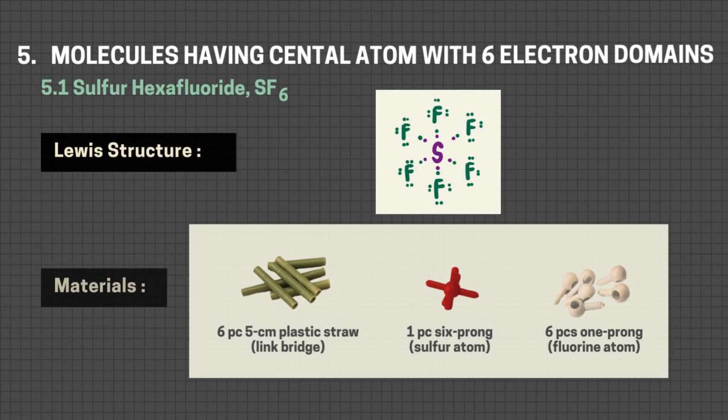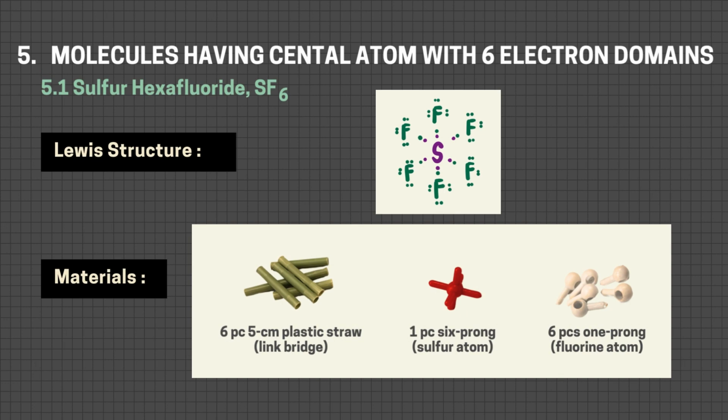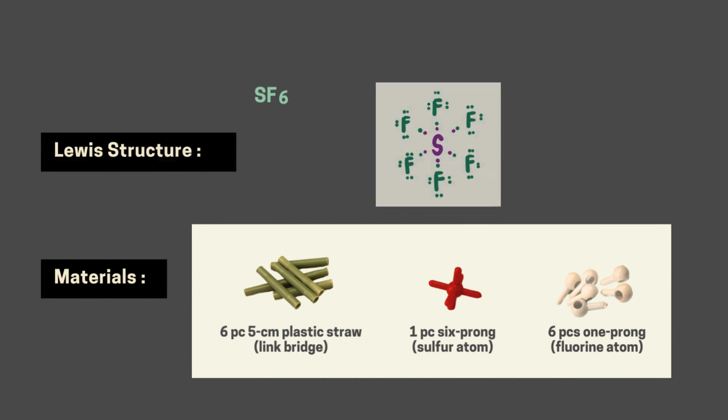Molecules having a central atom with 6 electron domains. So we have sulfur hexafluoride, SF6. For the Lewis structure, you can see the image on the slide. For the materials, we are going to use 6 pieces of 5 cm plastic straw as the bridge, 1 piece of 6-prong as a sulfur atom, and 6 pieces of 1-prong as fluorine atoms.